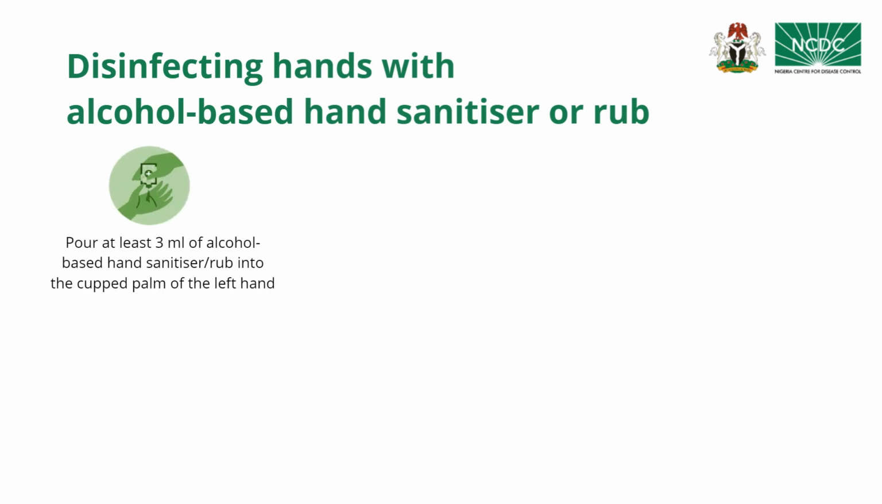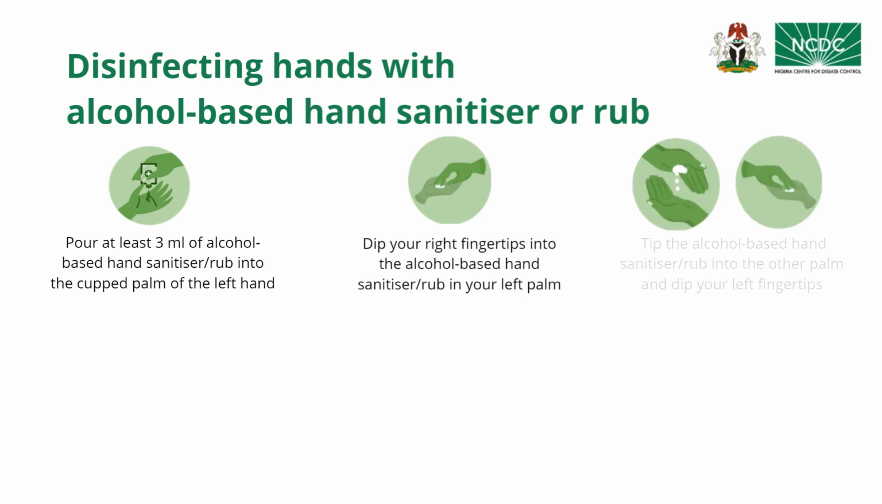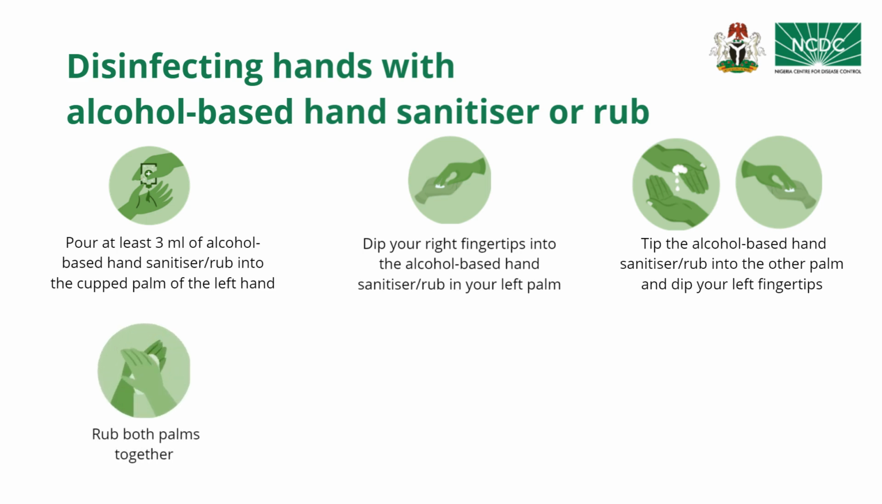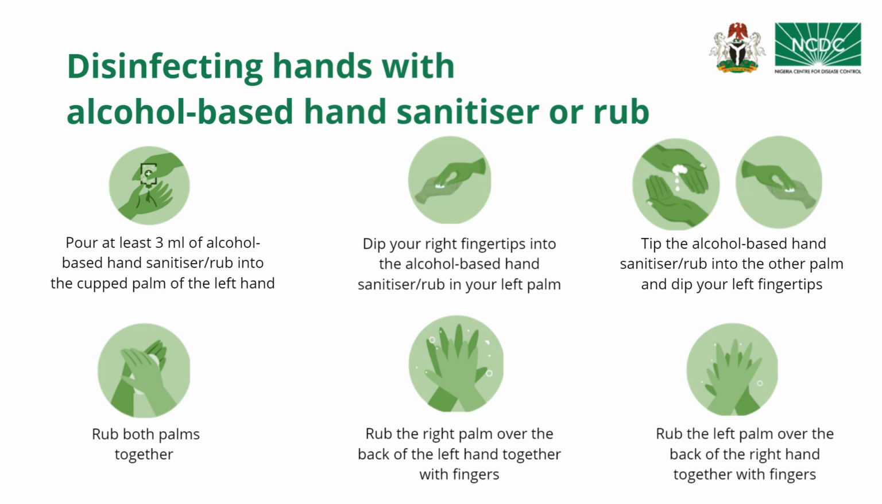Pour at least 3 ml of alcohol-based hand sanitizer or rub into the cupped palm of the left hand. Dip your right fingertips into the alcohol-based hand sanitizer or rub in your left palm. Tip the alcohol-based hand sanitizer or rub into the other palm and dip your left fingertips. Rub both palms together. Rub the right palm over the back of the left hand together with fingers. Rub the left palm over the back of the right hand together with fingers.